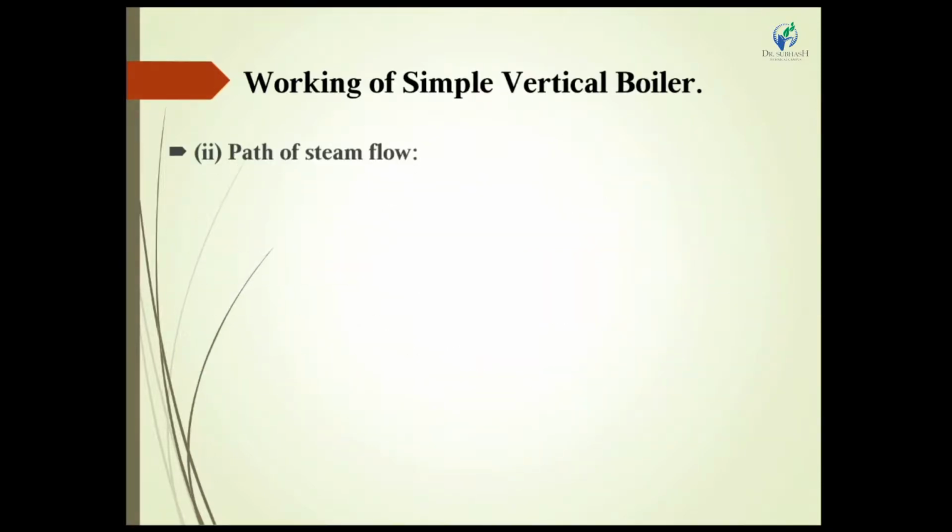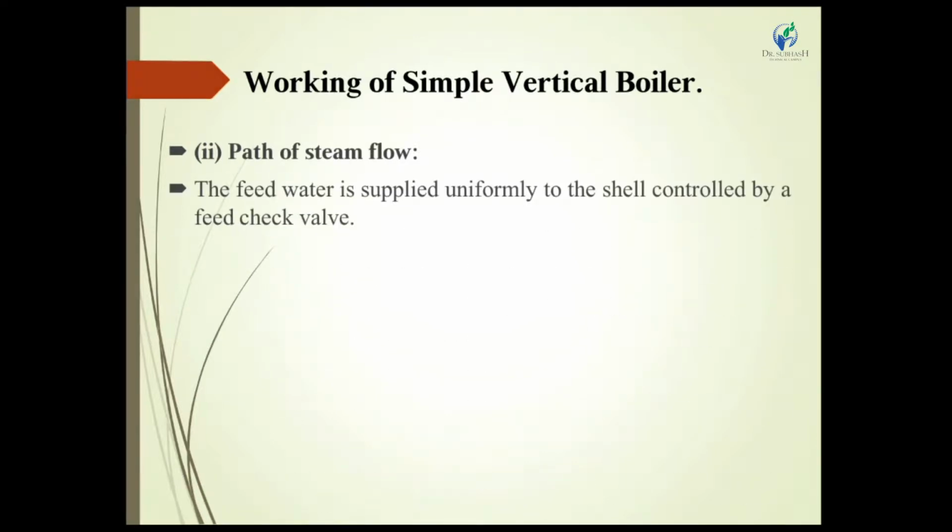Simple vertical boiler. The next path is steam flow. It is divided into two flows, gas flow and steam flow. The feed water is required uniformly in the shell, controlled by a feed check valve. It means we have to give the water at the desired level, then we can produce steam.